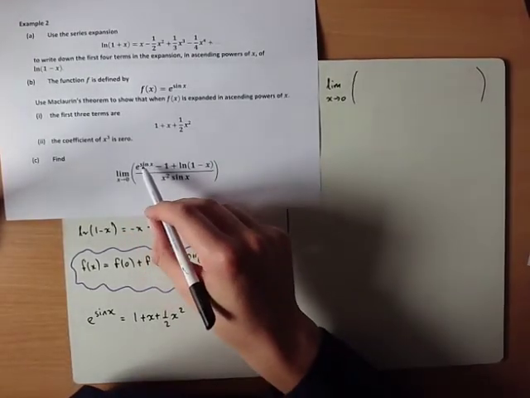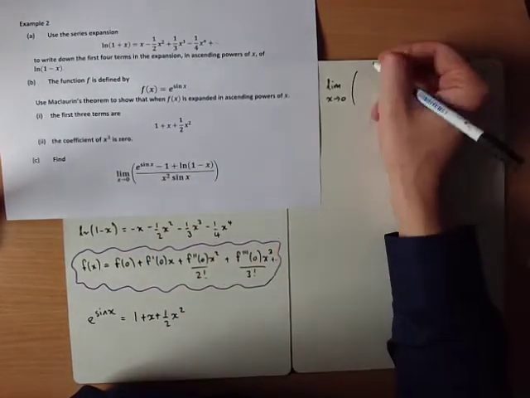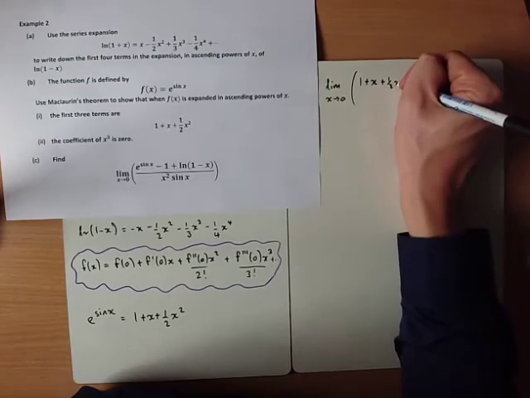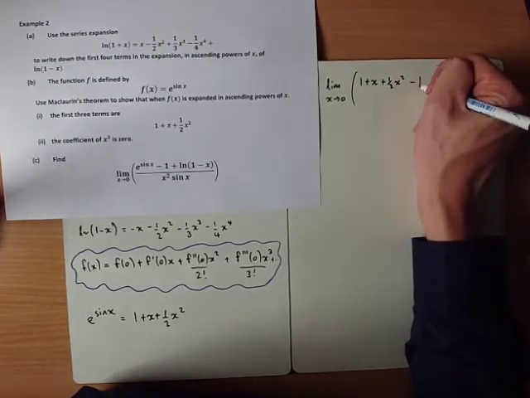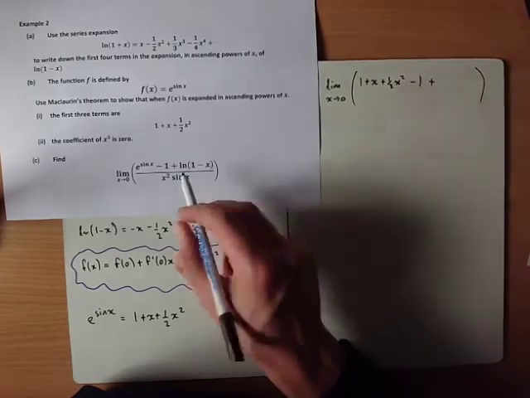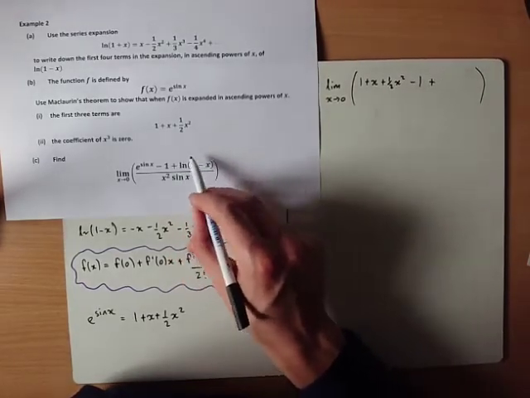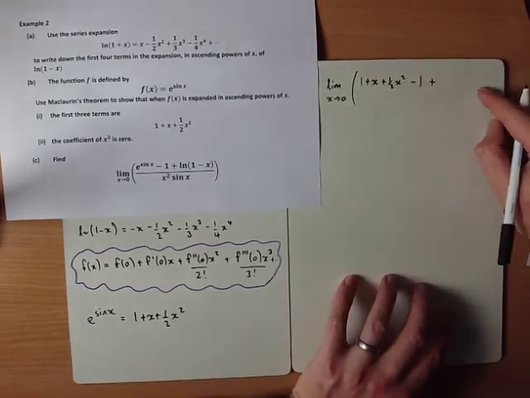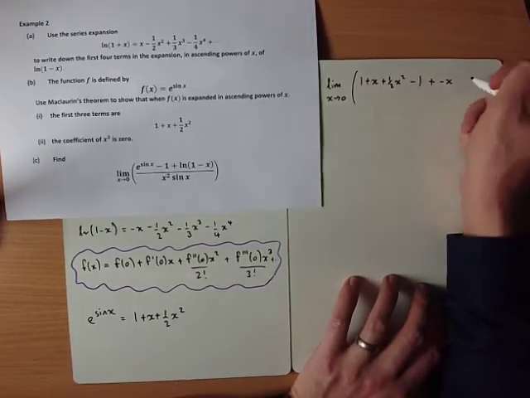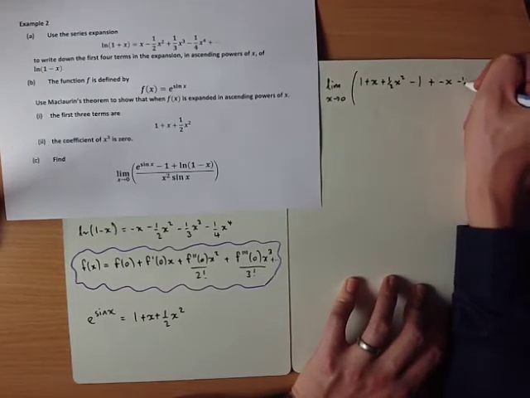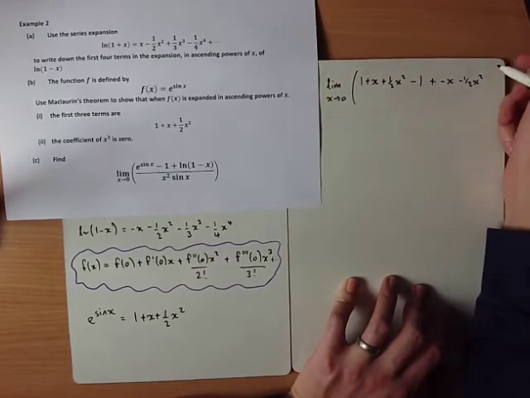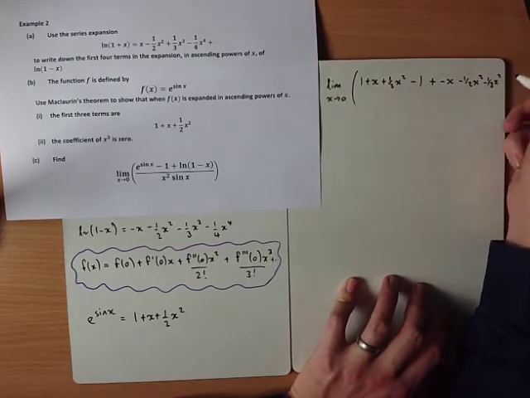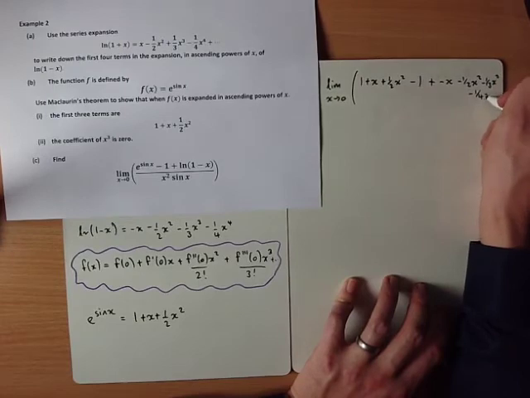So we've got the limit as x tends to 0 of e to the power of sin x, which is 1 plus x plus a half x squared minus 1, plus ln of 1 minus x, which is minus x minus a half x squared minus a third x cubed minus a quarter x to the 4.